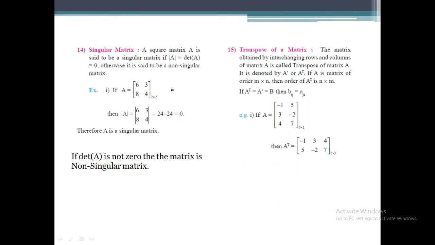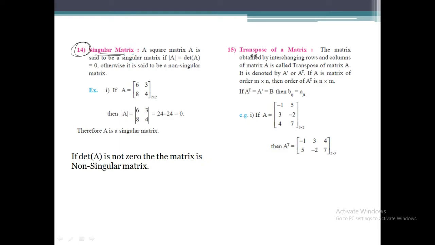The 14th type is the singular matrix. A matrix should be a square matrix, and if the determinant of that square matrix is 0, then we say the matrix is a singular matrix. If the determinant of that matrix is not 0, then we say it is a non-singular matrix. It is one of the important concepts of matrices. We need it, so keep this in mind.